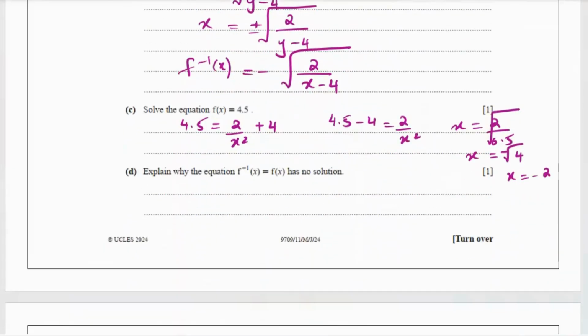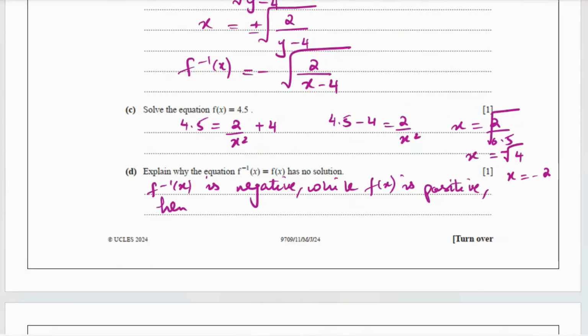So you'll just simply say f inverse of x is negative, while f of x is positive. Hence, there is no intersection of the two functions. That's your answer.